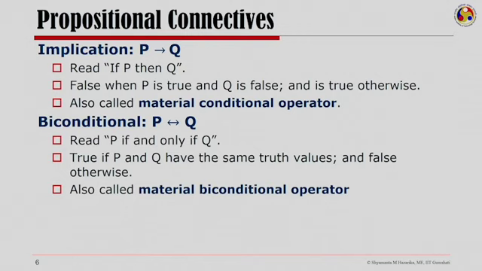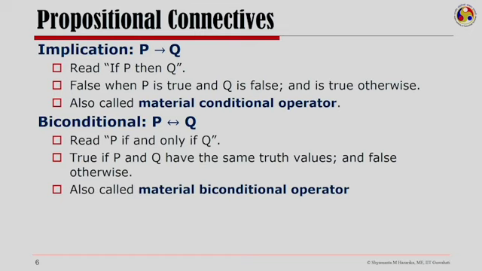We have the biconditional P if and only if Q. The biconditional is true if P and Q have the same truth values and false otherwise. The biconditional connective is also called material biconditional operator.